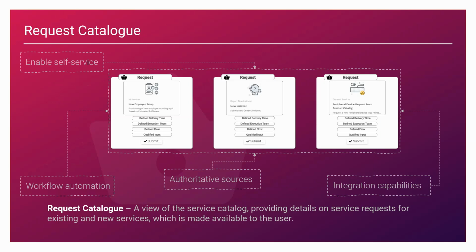Request catalog is a view of the service catalog, providing details on service requests for existing and new services, which is made available to the user. Usually, request catalog will include a possibility to initiate service actions fulfilled not only by the service requests, but also by incident and change enablement practices.